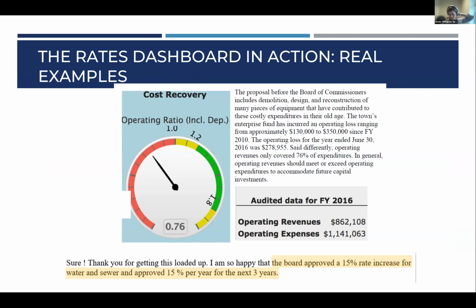And just for some examples of how the dashboard has been used, in the past we have had utilities who have used the dashboard whenever they're making cases to increase their rates, and then gotten some positive feedback. You can see here, this person said the board approved a 15% rate increase for water and sewer and approved an increase in rate over the next few years. So this is just one example of how the dashboard has been used at the utility level.